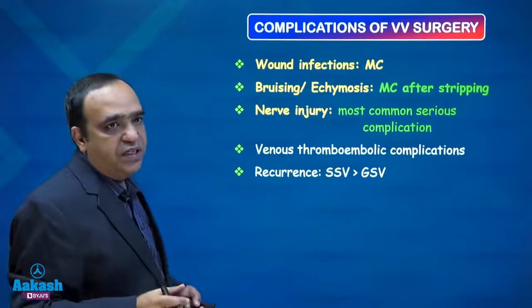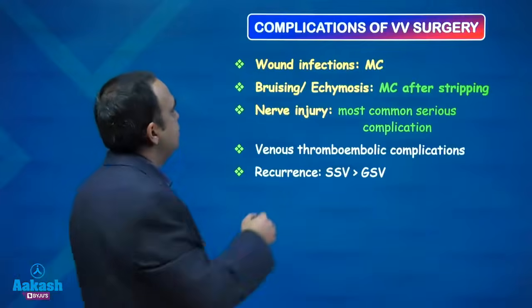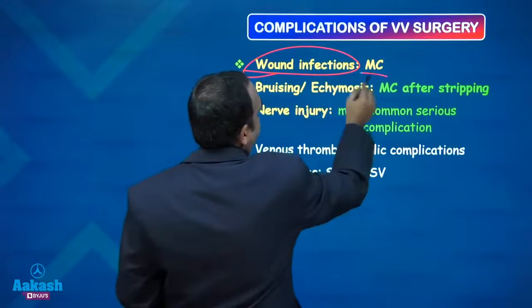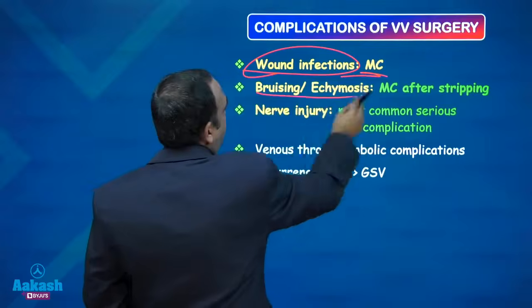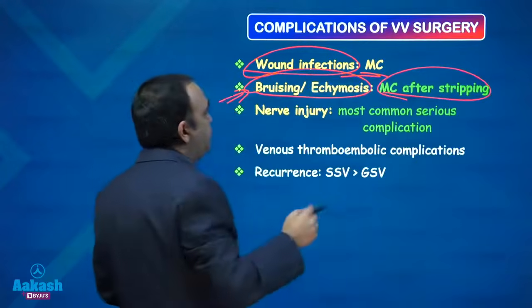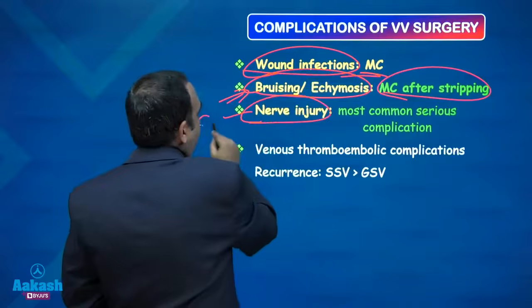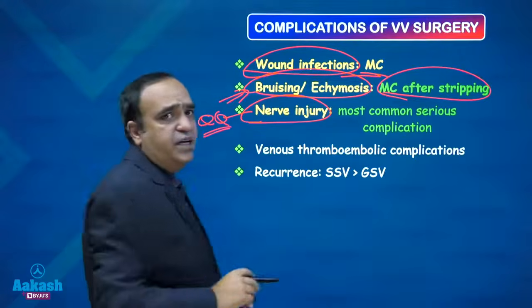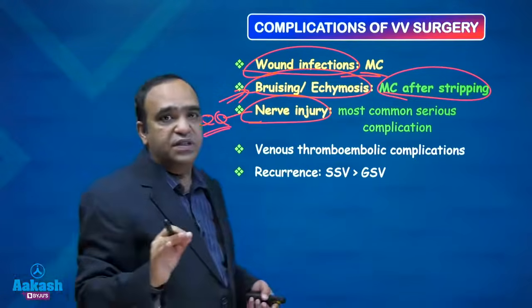Now last, the complications of surgeries of varicose veins. Quick word: wound infection is the most common complication overall. Bruising and ecchymosis, most common after the stripping procedure. Nerve injury, this has been asked many a time. I have told you before also which nerve injury.